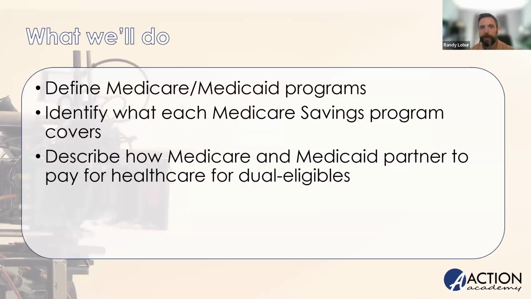So without any further ado, let's talk about what we want to accomplish here today. First, we want to start with the real nuts and bolts stuff, and we're going to define Medicare and Medicaid programs and how they interact with each other. A key part of the process is understanding Medicare savings programs, how you qualify for them, and what that means for D-SNP eligibility going forward. And then in the last third or so of the presentation, we'll talk about how Medicaid and Medicare actually work together to pay for healthcare for dual eligibles.